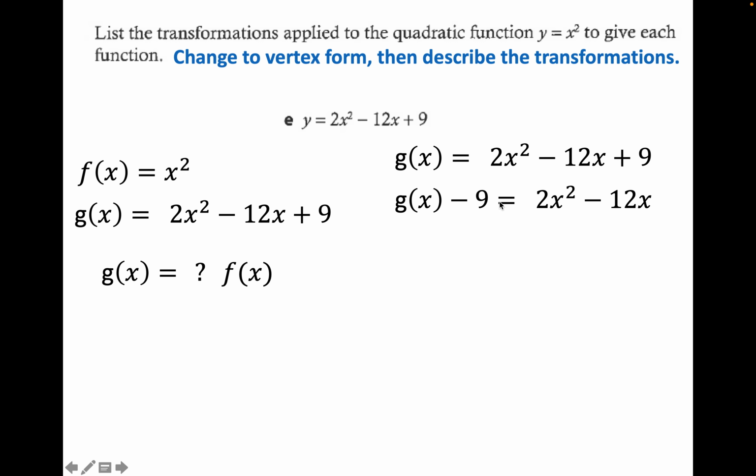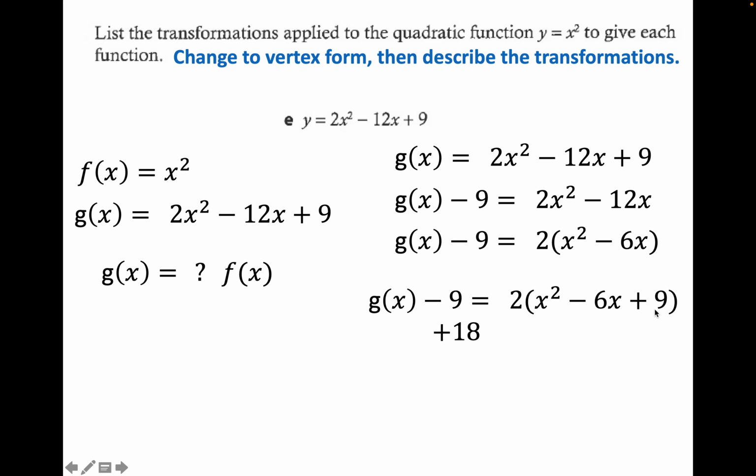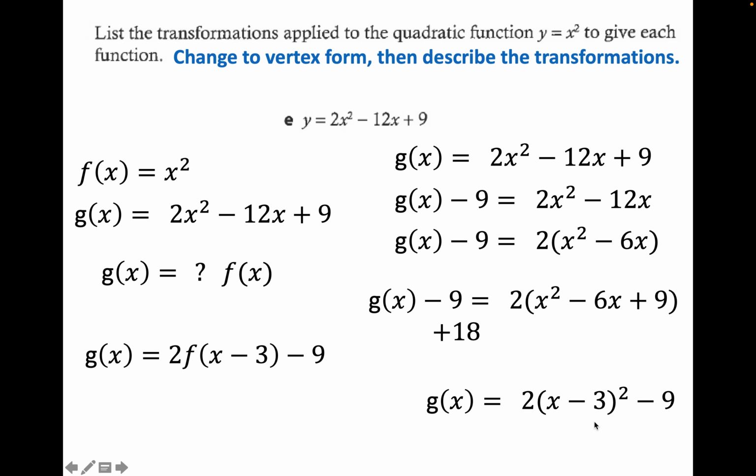Okay, there's our function. Move the 9 over, have this, factor out the 2 here. b over 2 squared for this is a 9, but 2 times 9 is 18, so we add 18 on this side. We end up with this vertex form function. That perfect square became this. This was 9 and was moved over here. Okay, so what are the transformations? Well, g of x is created by doing this to f of x. So again, we're taking this and looking at it in terms of f of x.